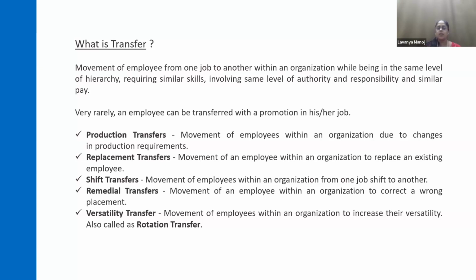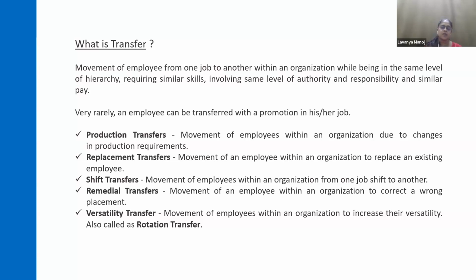In transfers, there will not be much of a salary hike, or there will not be any elevation in the responsibility, authority or anything else. But most of the time, the transfers may happen within the same designation criteria.